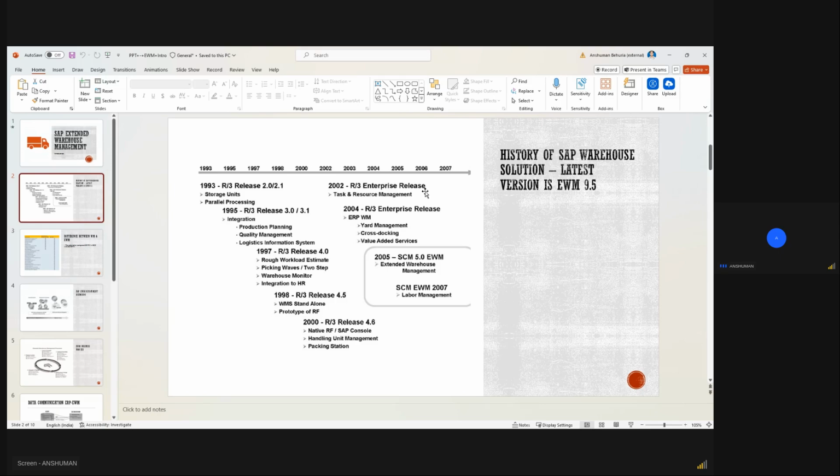Okay, now in 2004, yard management was introduced, cross docking and value added service were introduced. So this is till 2004, and in 2005 SAP introduced the SAP SCM system, the supply chain management system. In that, they introduced the SAP extended warehouse management system.